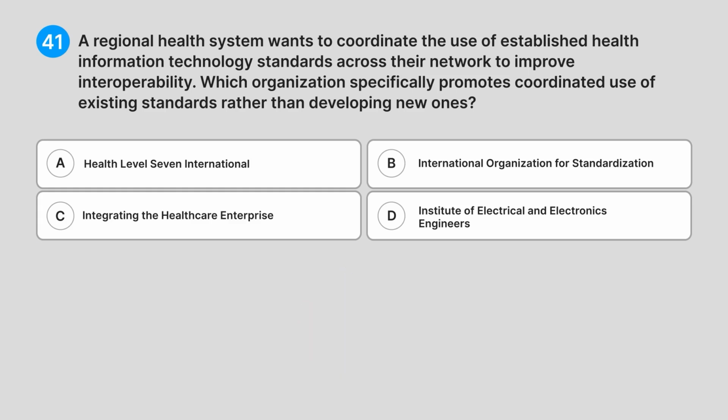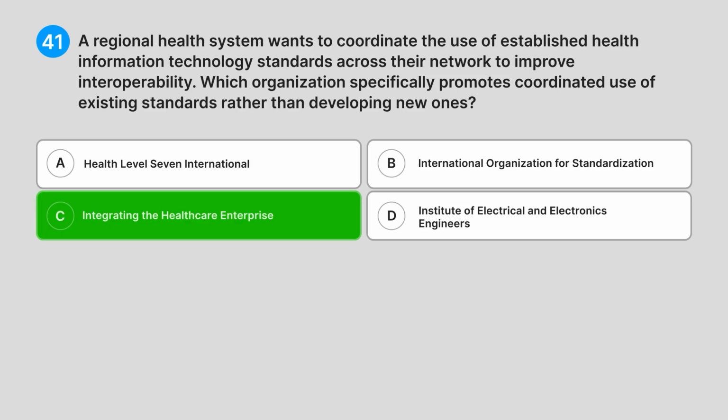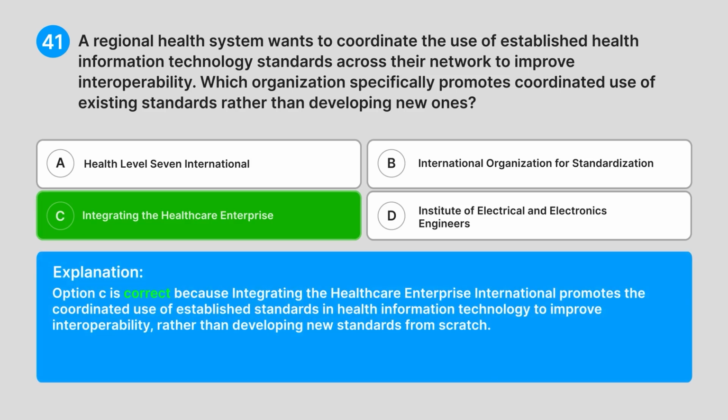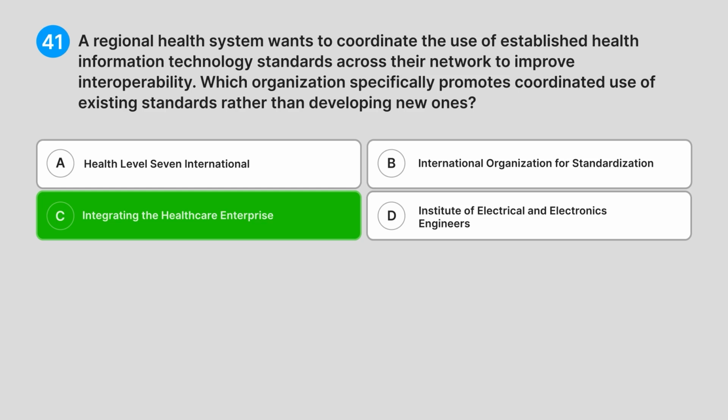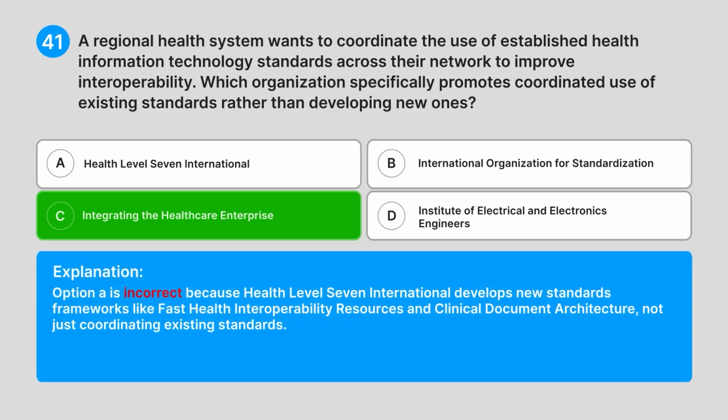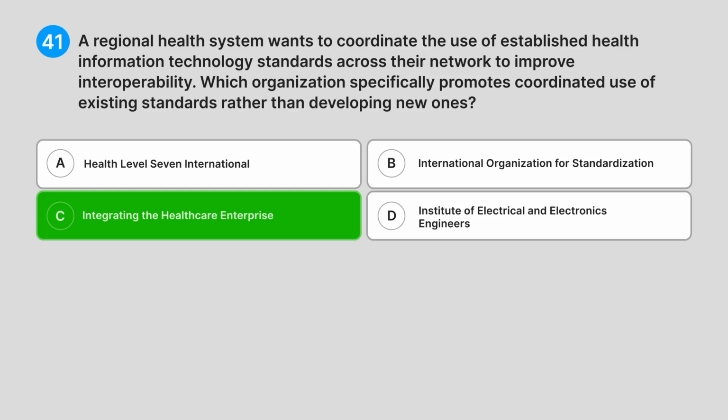Correct answer, C. Integrating the Healthcare Enterprise. Explanation: option C is correct because Integrating the Healthcare Enterprise International promotes the coordinated use of established standards in health information technology to improve interoperability rather than developing new standards from scratch. Option A is incorrect because Health Level 7 International develops new standards frameworks like Fast Healthcare Interoperability Resources and Clinical Document Architecture, not just coordinating existing standards.